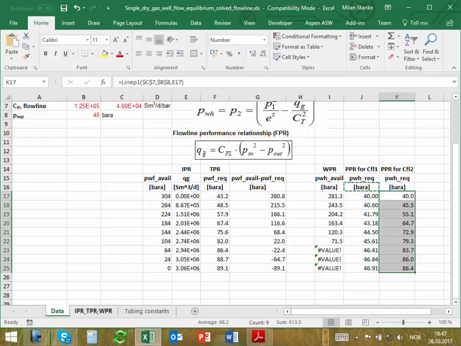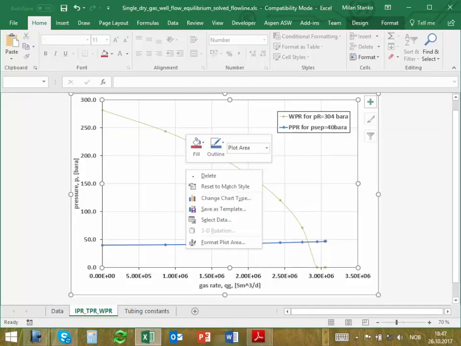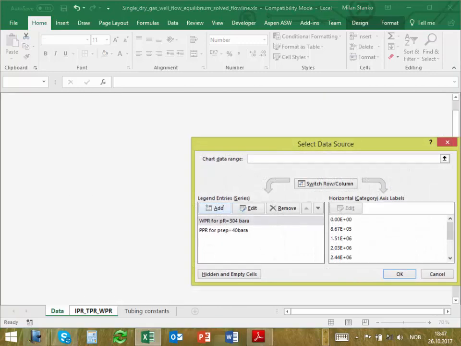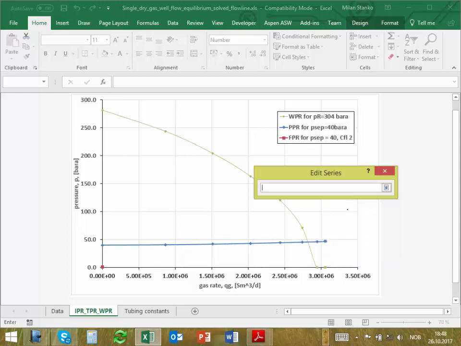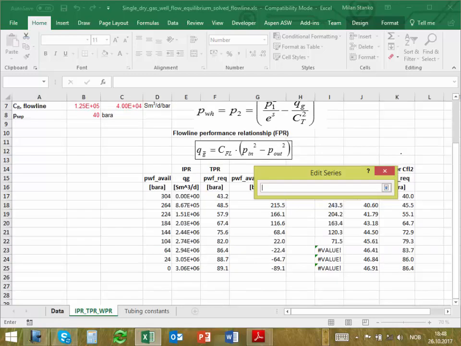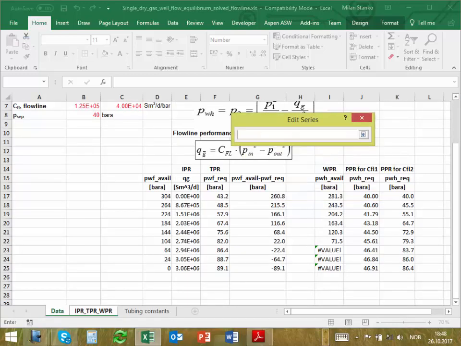Now I plot for the other pipe, or flow line performance relationship for P separator equal to 40, CFL2, the second flow line, and here should be the X, and here should be this one.